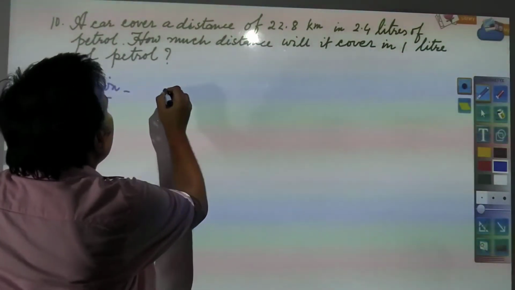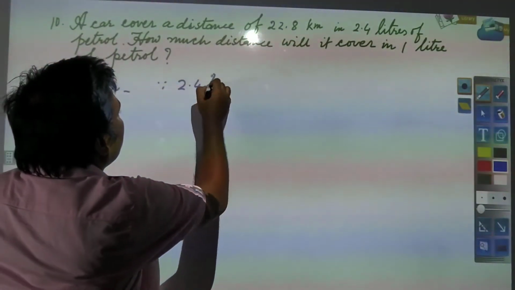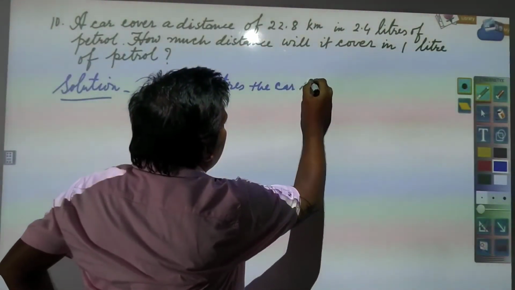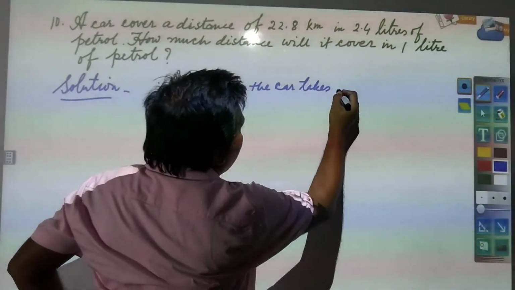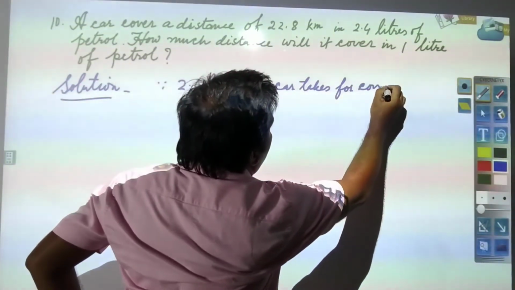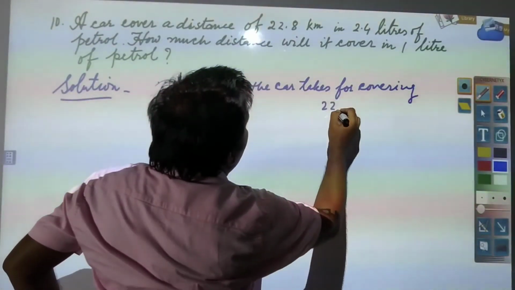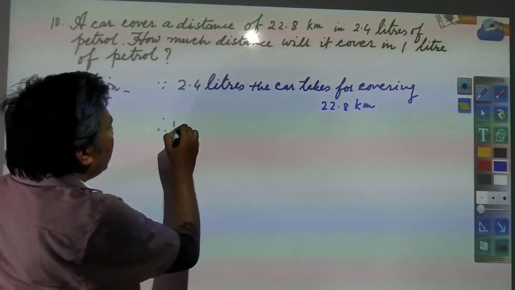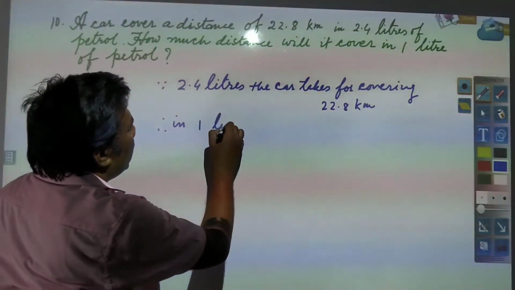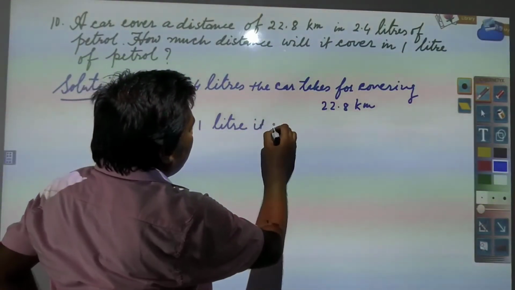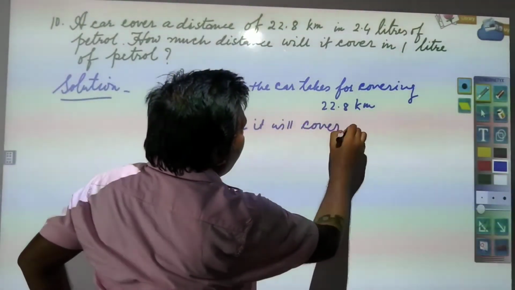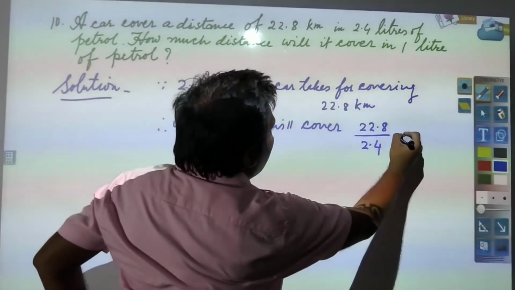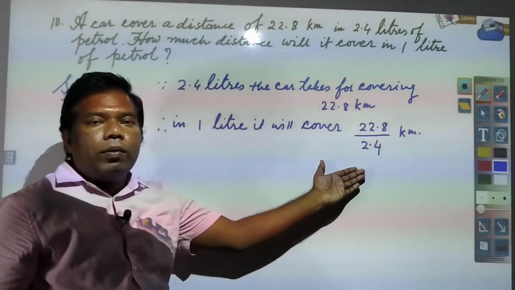So we will write, since 2.4 liters is what the car consumes for covering 22.8 kilometer, therefore, in 1 liter it will cover 22.8 divided by 2.4 kilometer. So now it is required to be simplified.